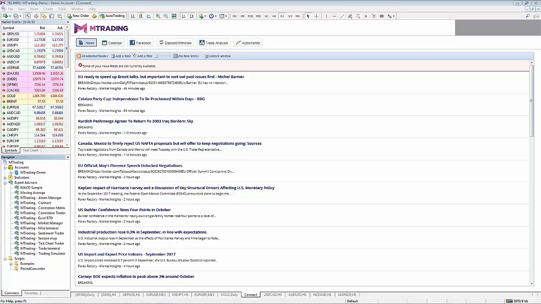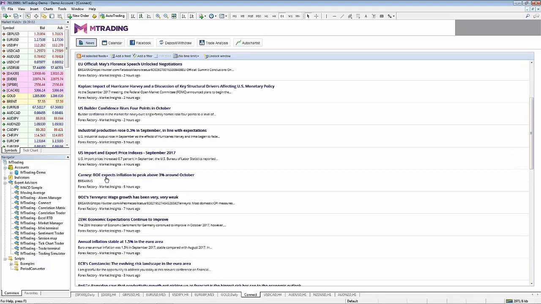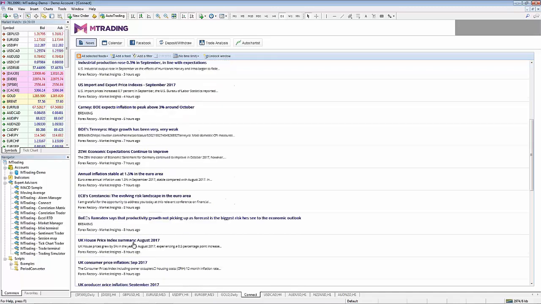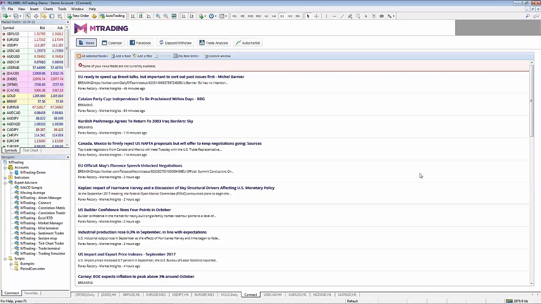In addition to that, we have other news. There's breaking news over here: Carney, BOE, expects inflation to peak above 3% for October. So there's lots of news on there, and these are all relevant.